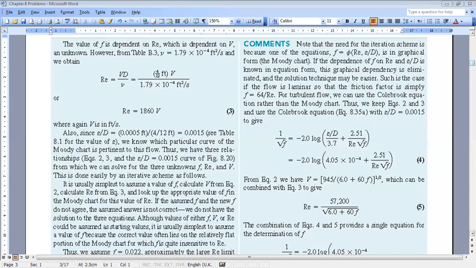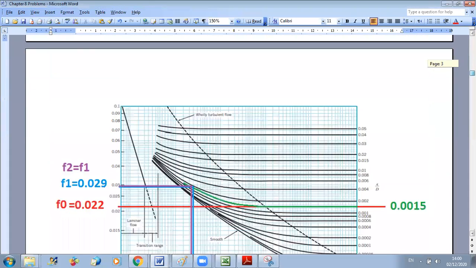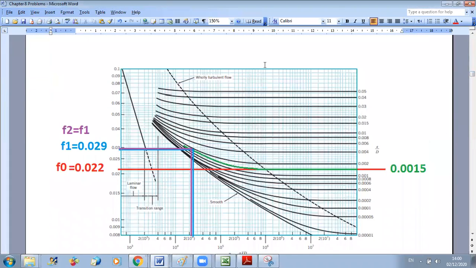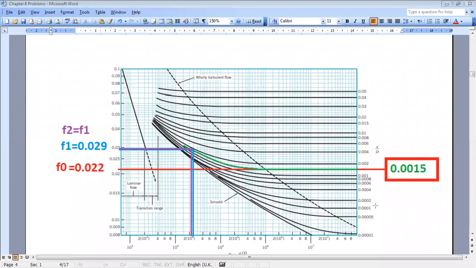So if I go to the Moody chart, what I know is epsilon over D. This is the parameter that is given, 0.0050. If you look at this figure, you can see that the curve in green that I represented for you is the curve corresponding to 0.0050. But as you can see, you have a major part of this curve that is flat.